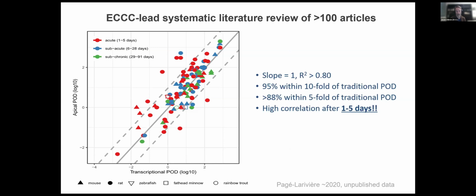95% of the TPODs were within 10-fold of the traditional point of departure. Most of them are within 5-fold. And this correlation existed even after very, very short exposure periods. Even at 1 to 5 days, there was a strong correlation between a transcriptomic point of departure and a long-term toxicity test.